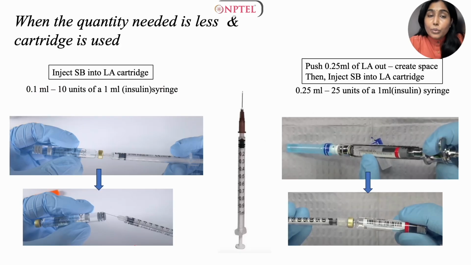So what do we do when the quantity needed is less and we would like to use a cartridge? This is how it is done, but you need an insulin syringe for this. The first method is that 0.1 ml can be pushed into a cartridge with an insulin syringe. Now the plunger moves out to accommodate the space taken up by the sodium bicarbonate. With the second method, you initially create space in the cartridge by pushing 0.2 ml out, and then you inject 0.25 ml of sodium bicarbonate, and then you have your mix ready for injection.